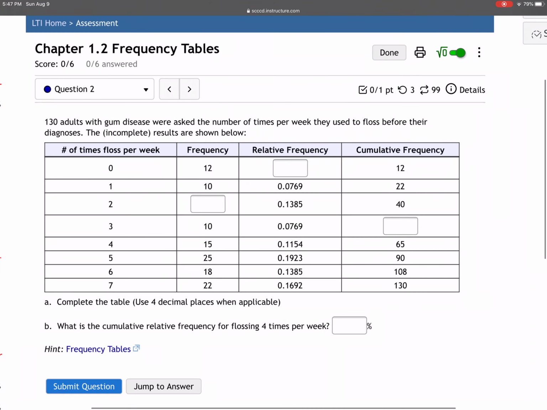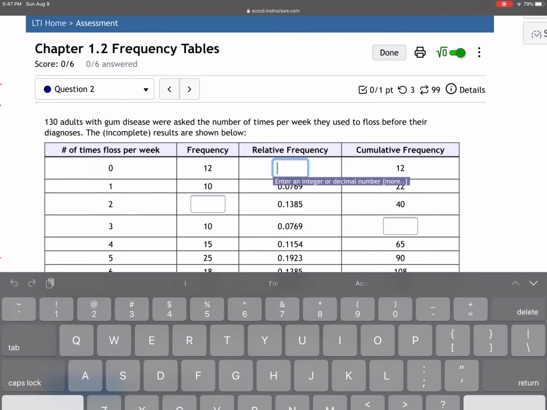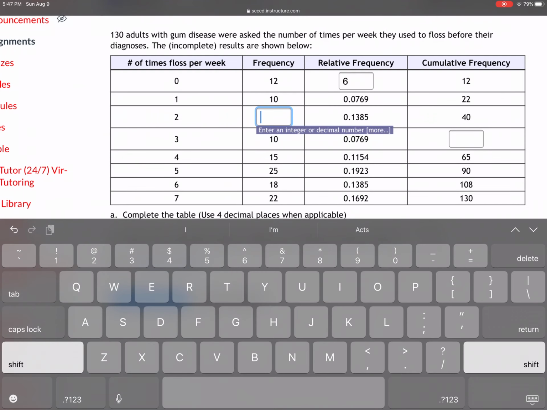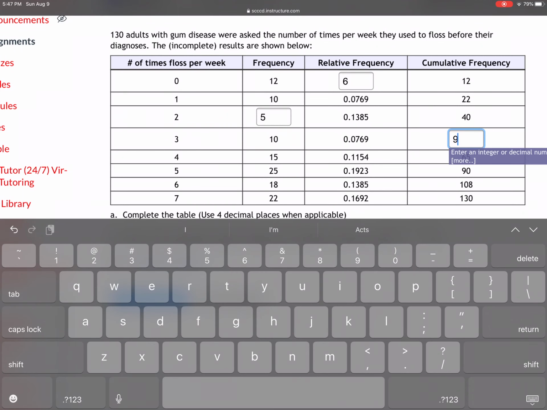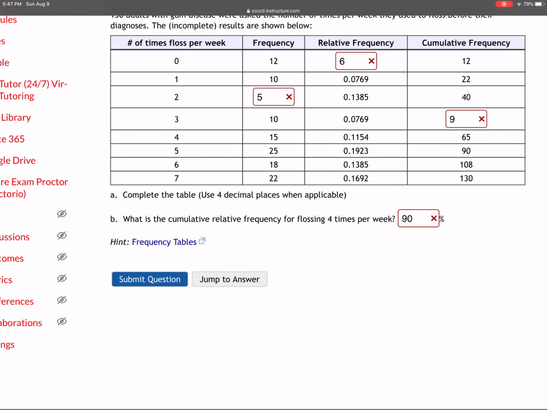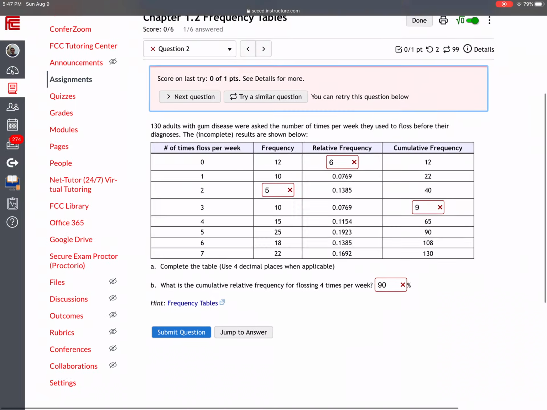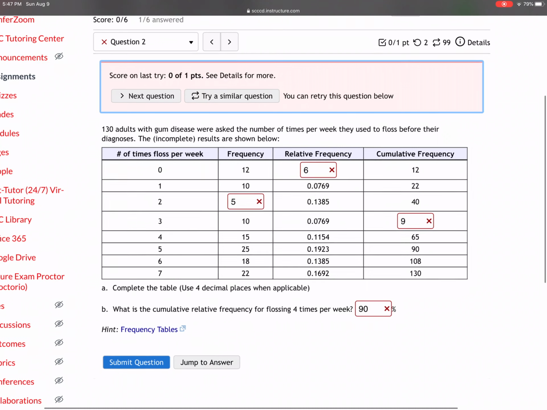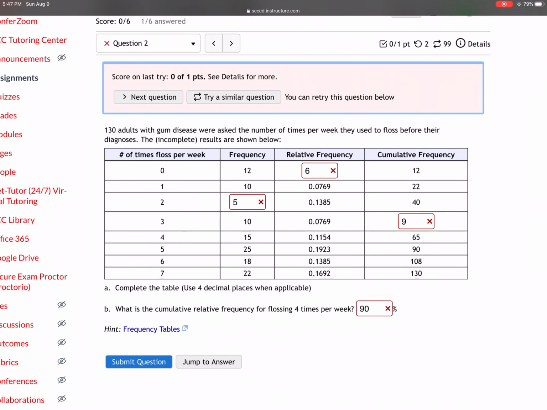There's question 2. In fact, I'm looking at this. I'm going, shoot, I don't know. Maybe this is 6, this is 5, and this is 9. And this answer down here is 90%. How about that? Submit. Okay, they're all wrong, of course. 0 out of 1 points. They're all wrong. So what are you going to do? Say, I don't know. I'm going to give me the answer. I'm going to click. Now you have 2 more tries, but I'm just going to jump to answer.